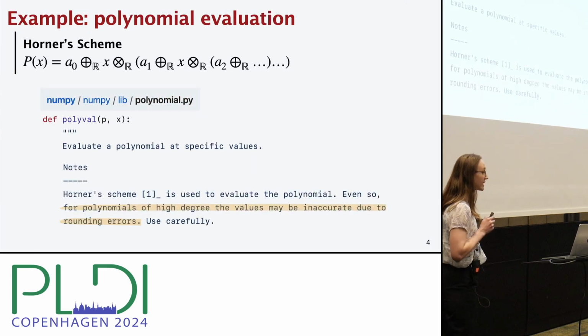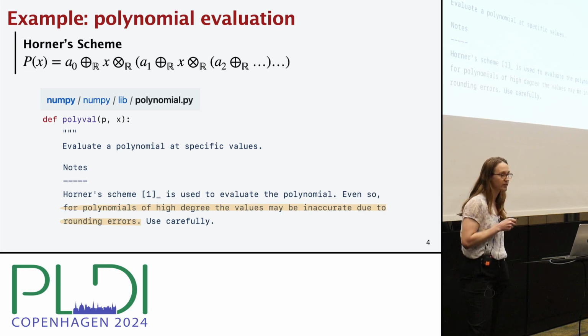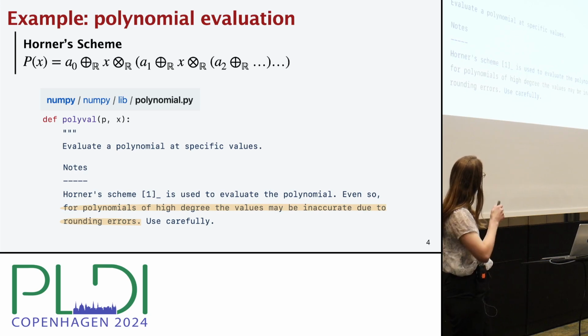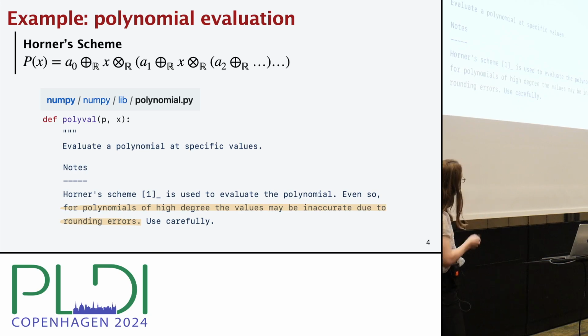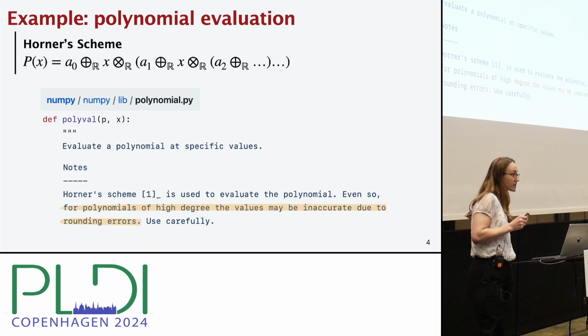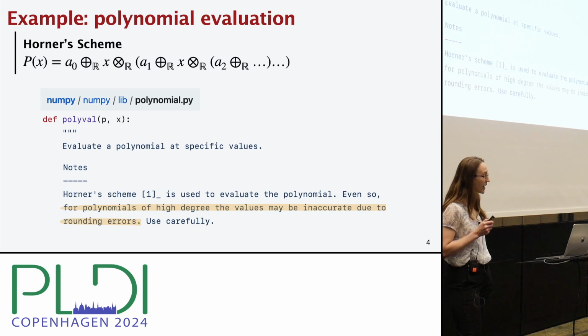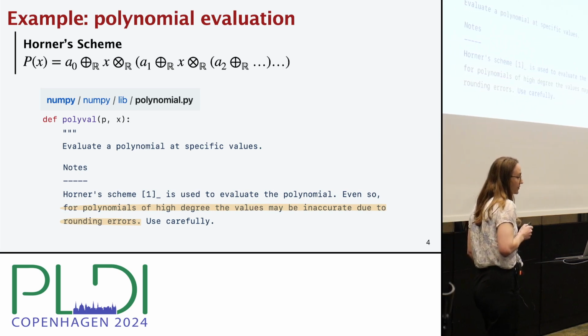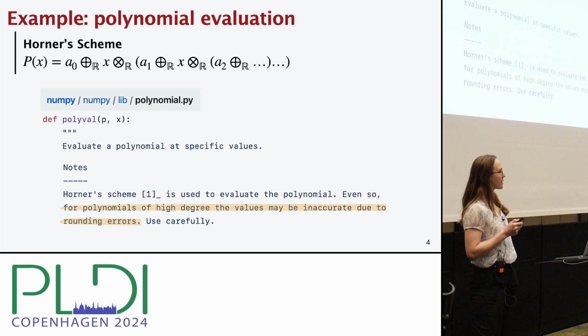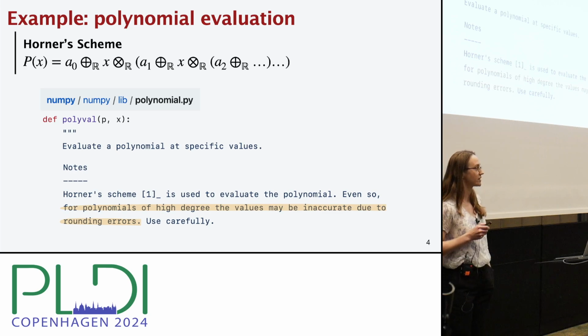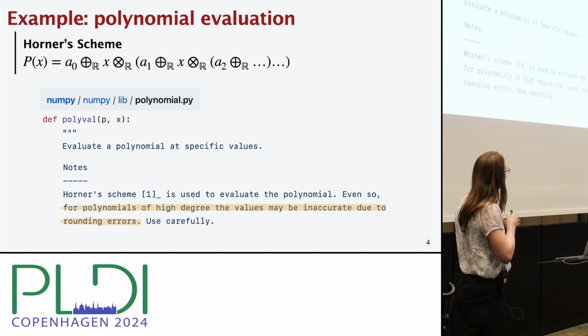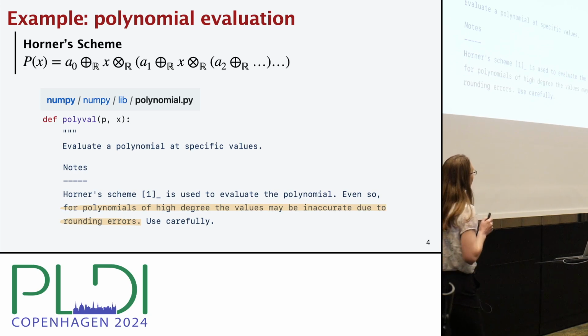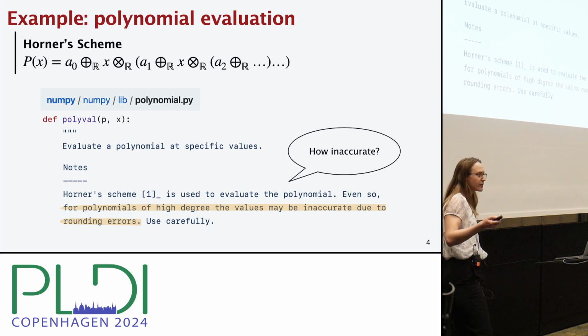We can find an implementation of Horner's scheme in the NumPy polynomial library as the polyval function. Here is the snippet of the documentation for that polyval function from that library. We can see that in addition to saying that it evaluates a polynomial at specific values using Horner's scheme, we also have the following warning: that for polynomials of high degree, the values may be inaccurate due to rounding errors, and that we should use this function carefully. That may or may not be a very helpful snippet of documentation if you want to use this function, right? It probably brings up a few questions, but the one that's most important for this talk is: how inaccurate should we expect this result to be?